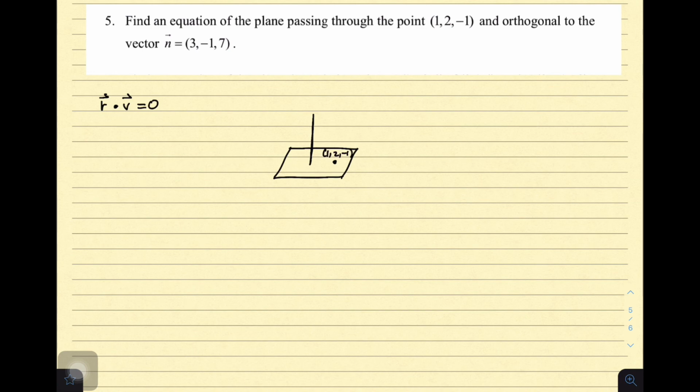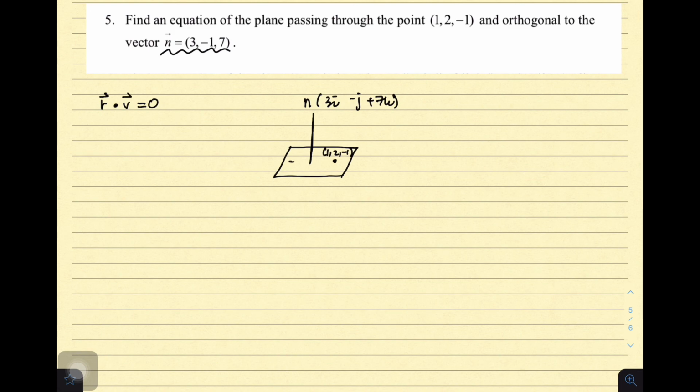Okay, so sekarang awak dah diberi vektor n. Vektor n adalah this one, which is 3i minus j plus 7k. Okay, ni vektor n. So macam mana kita nak cari equation of plane? We need another vector that lies on the plane, so that kita ada vektor yang perpendicular kepada vektor n. So kita kena cari satu vektor yang ada di atas plane ni. Okay, so macam mana nak cari satu vektor? Sama case macam equation of line tadi.